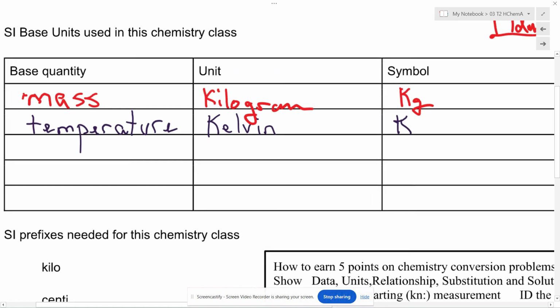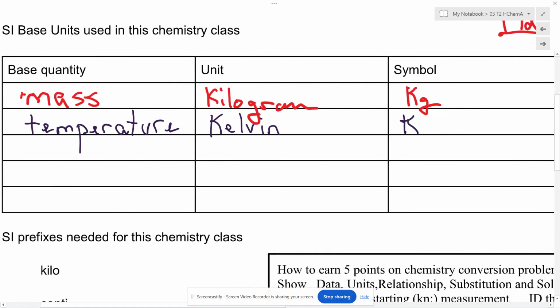Okay, we've got 3 more to go. Can you give me another base unit? Meters? Did I hear meters? So length. Length is measured in meters. And of course that's abbreviated with a little m. And we've used the meter stick in here to talk about the precision of an instrument. And so you guys have a pretty good idea of what a meter is.